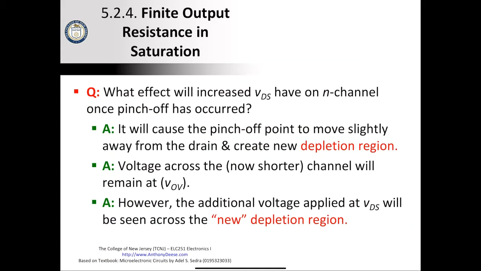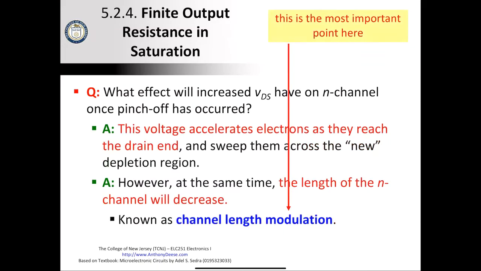Okay, so what effect will increased VDS have on the N channel once pinch-off has occurred? I remember I said we had this triangle, and so pinch-off is when this point starts to move to the left. So it will cause the pinch-off point to move slightly away from the drain toward the source and create a new depletion region. The voltage across the now shorter channel will remain at VOV. However, the additional voltage applied at VDS will be seen across the new depletion region. So let's talk about that.